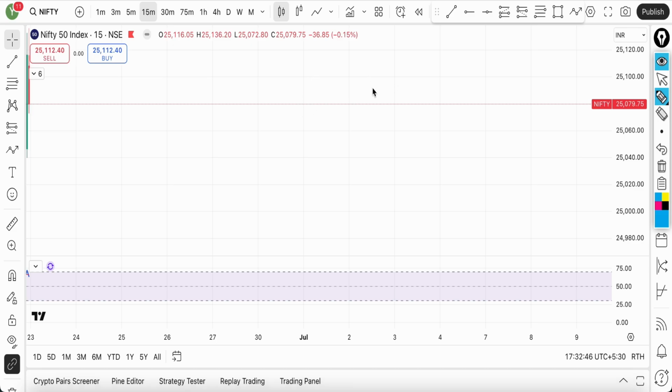We need to look at the lows when we are looking at a positive divergence. And in case of a negative divergence, we just need to compare the highs of the price along with the highs of the RSI chart, right? I hope it is clear.